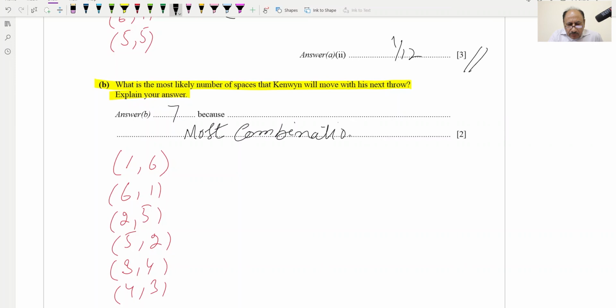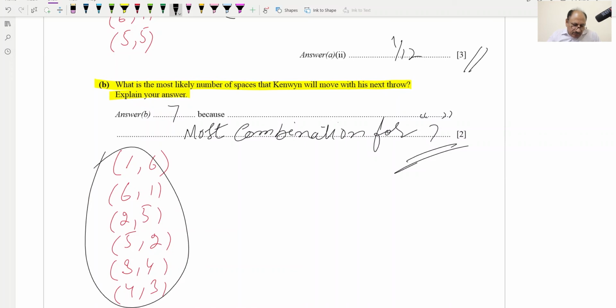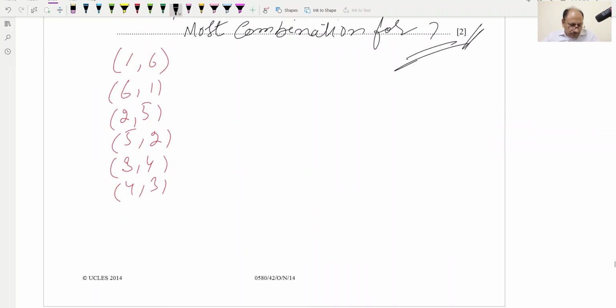Combinations for 7. So for 7 this will be more spaces. So I have given you the detail also for 7 spaces. Hopefully you understood this, and this was a 2 mark question which we have done.